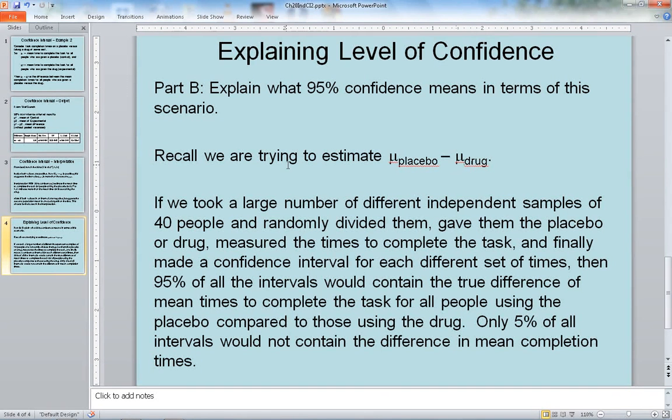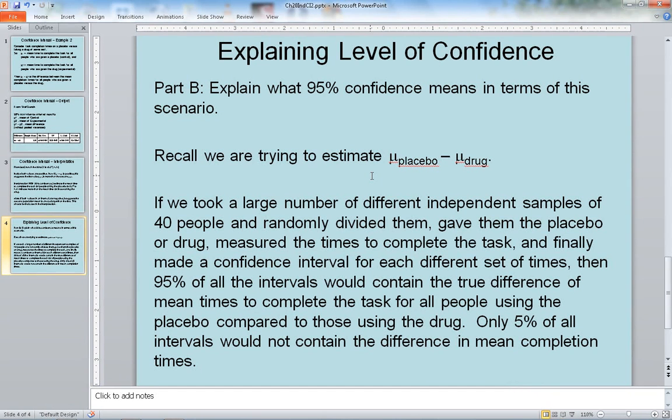And what we do is we take a sample, we calculate an interval. We take a sample, we calculate another interval. And we would do this multiple times. And what we really want to do is think about what this term 95% confidence means. Now remember, mu placebo minus mu drug is one number, but we don't know what that number is, and we're trying to predict what that number is.